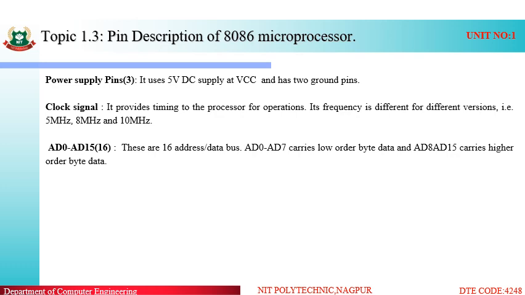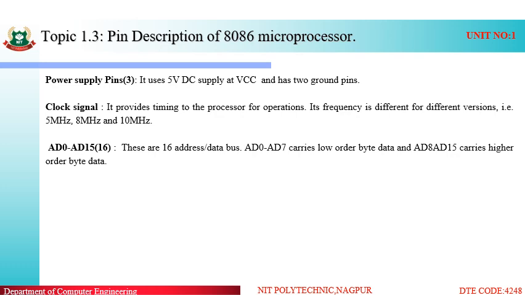if we take separate address pins, 16 address pins, and separate 16 data pins, the total sum will be 32. So 32 pins will be needed only for address and data. So the number of other pins will also be added, and the total number of pins on the IC will increase. So in order to reduce the number of pins, we have combined this address and data on 16 pins.